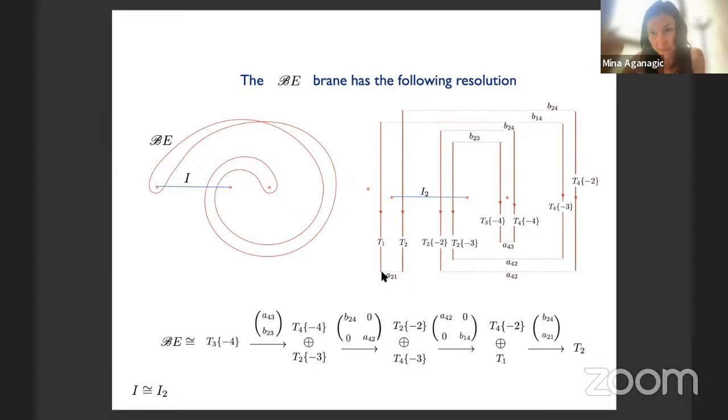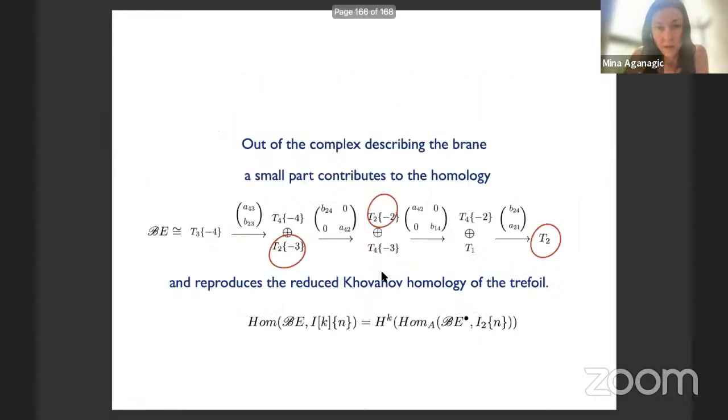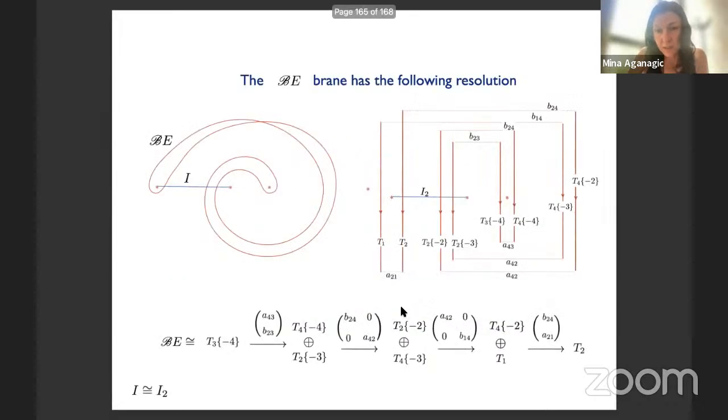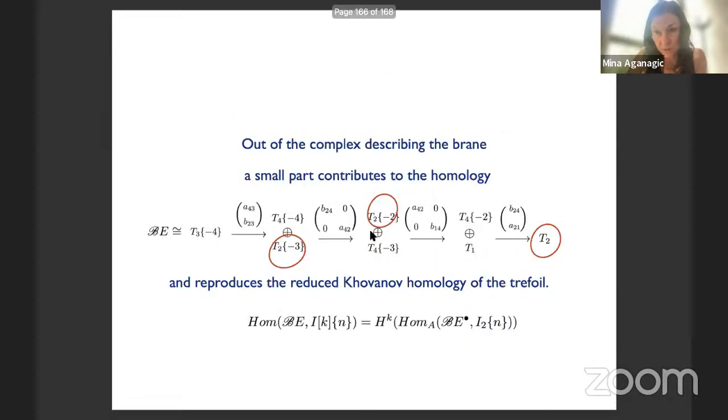Every element here is a specific, known element of the algebra. Out of the complex that describes the brane, only a very small part contributes to link homology and reproduces reduced Khovanov homology of the trefoil. It's only a very small part because only the brane that's labeled by T2 has any Homs to the corresponding cap brane labeled by I2. So almost all the terms in this complex are irrelevant for link homology.